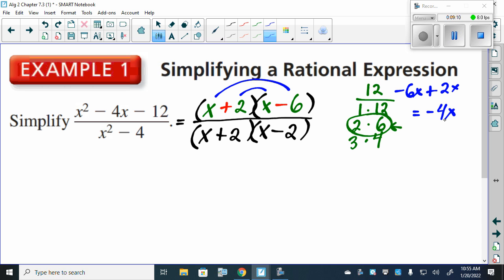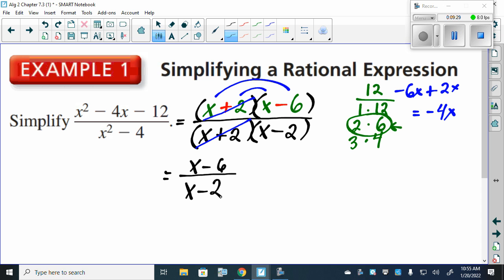Now, do we have something in common on top and bottom? Yes. The x plus 2 and x plus 2, which will cancel, leaving us with what? X minus 6 over x minus 2.